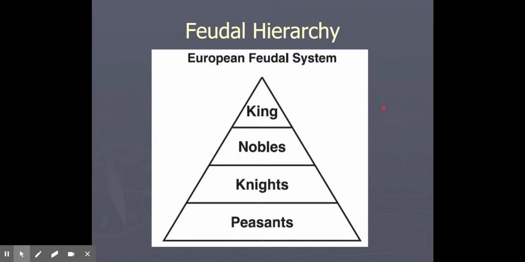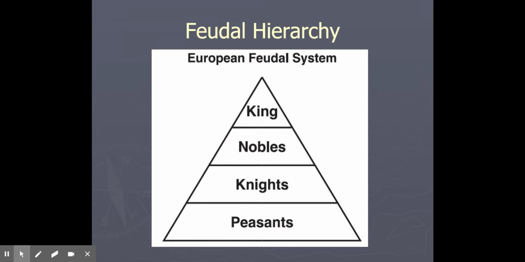Feudal hierarchy. A hierarchy is a system of who's on top and who's on the bottom. Hierarchy is always a pyramid. There's always one person on the top and a whole bunch of people on the bottom. The person on the top, of course, is the king. He is the one who owns all the land. That's the thing about the king. He owns all the land, he has all the power.